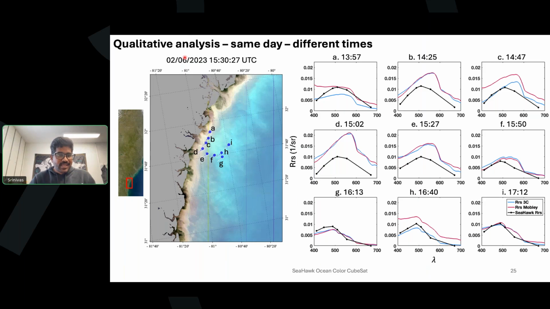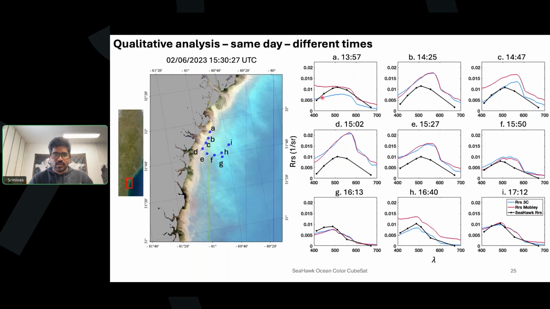This is again a qualitative analysis, but this is for one day. On 6th of February 2023, our lab was in the field, on the southeast coast of Georgia. There was a Hawkeye scene on the same day, and there were around 9 points that we took in the field, and each of these 9 points is indicated by the time. So 1357 is in local time. And we compared the Seahawk remote sensing reflectance, which is in black, with the remote sensing reflectance from the in situ data, which is in magenta and blue.